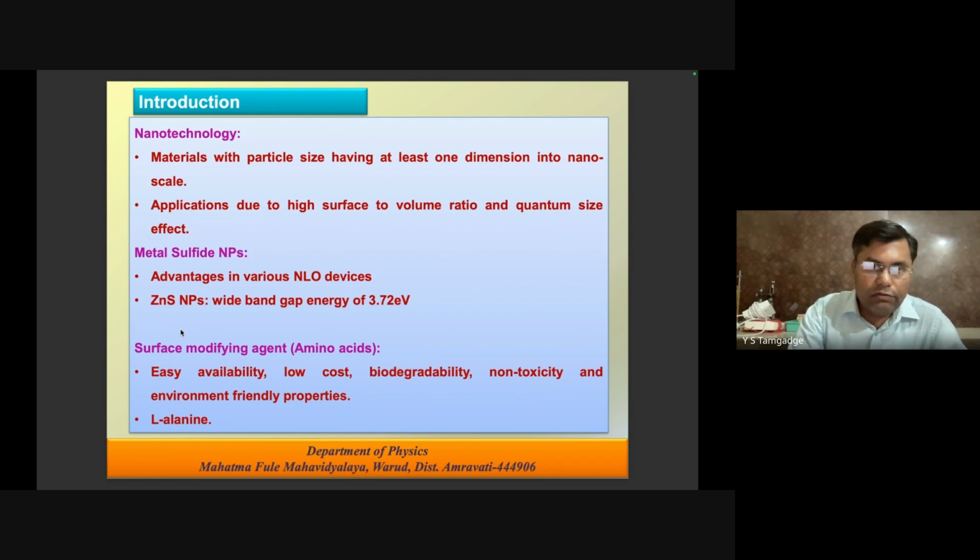And again, we are reporting this paper with a passivating agent, which we use as an amino acid. So why have we chosen this amino acid, and in particular L-alanine? Because of the easy availability, low cost, biodegradability, non-toxicity, and environmentally friendly properties.